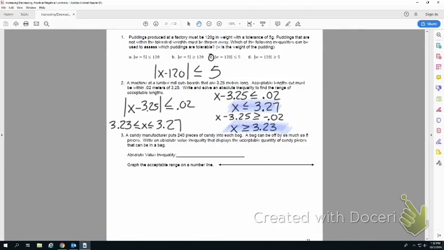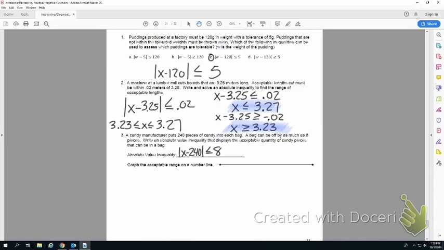So looking at now number 3. A candy manufacturer puts 240 pieces of candy into each bag. A bag can be off by as much as 8 pieces. Sutton, what is that inequality going to be? X minus 240 is less than or equal to 8. Awesome. And then it says to solve and then to also graph the acceptable ranges on the number line.